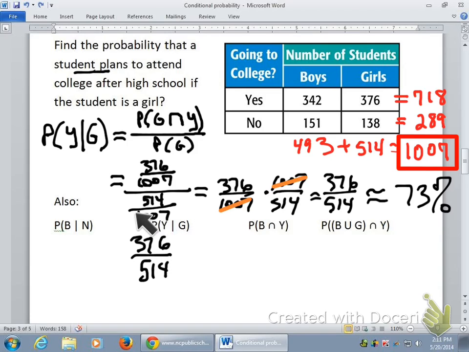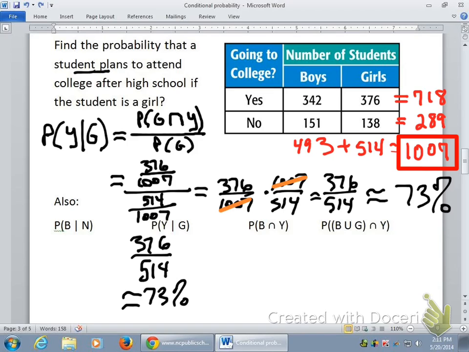But you have to understand that in this situation, you have changed the sample space from the original problem. And of course, the answer is the same. It's about 73%. It's going to be your choice, depending on the situation, which way to go with that. So this reads the probability that I have chosen a boy, given that I know they are not going to college. So which kids are not going to college? How many? 289 are not going to college.